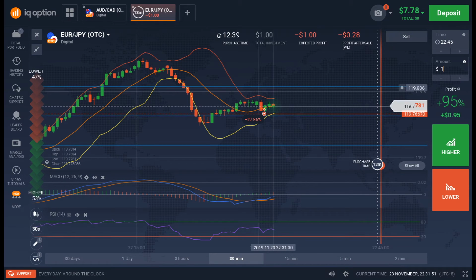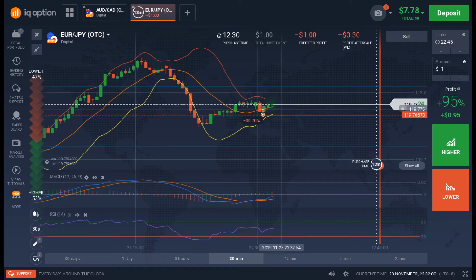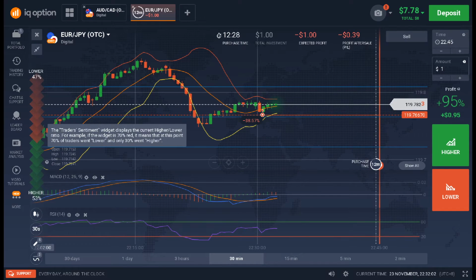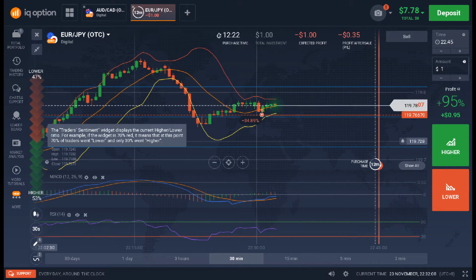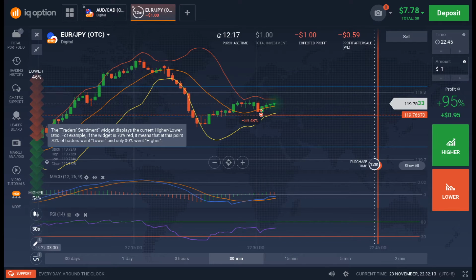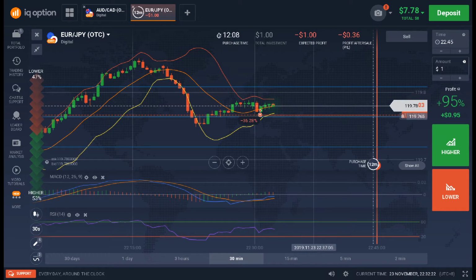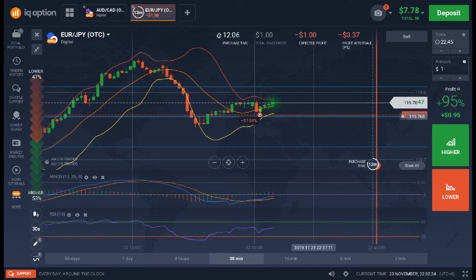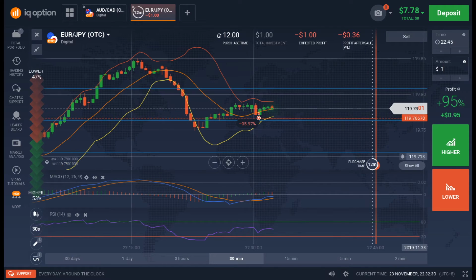Our Bollinger Band is starting to become more constricted, so that means it's really a neck-to-neck battle between the buyers and the sellers. Look at the heat map over here. 47% believes that this price will go down, and 53% believes it will go higher. But let us see, because we're right near the middle. So the market cannot decide yet if it will go up or down.